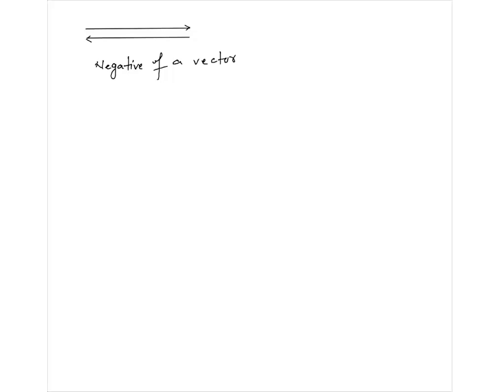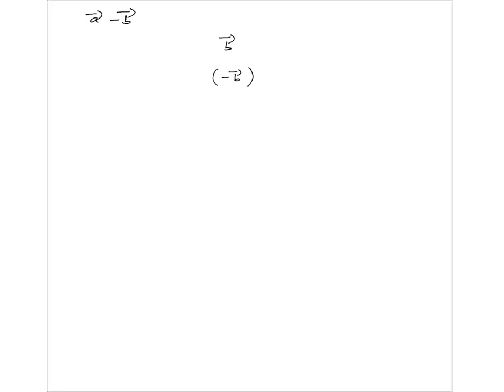Once we have talked about the negative of a vector, we can define subtraction, vector subtraction. Consider some vector b, take its negative first, and then add that to A. That's how we define vector subtraction. A minus b is defined like this.